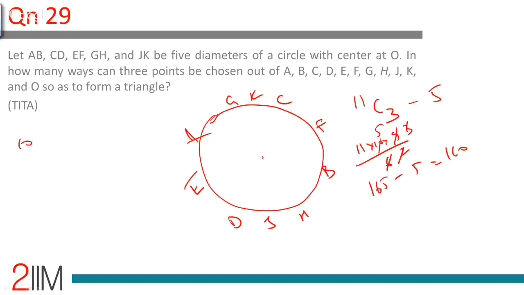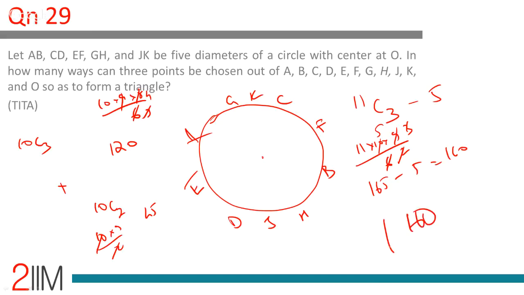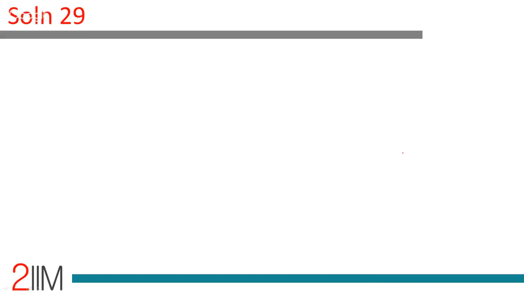Or we do 10C3, select some 3 out of these 10, 10 into 9 into 8 by 6, just 120. Plus, any 2 of these 10, 10C2, 10 into 9 by 2, which is 45, except the endpoints of the diameters, those five, we subtract. 120 plus 45 minus 5. The answer we are looking for is 160. This I like.